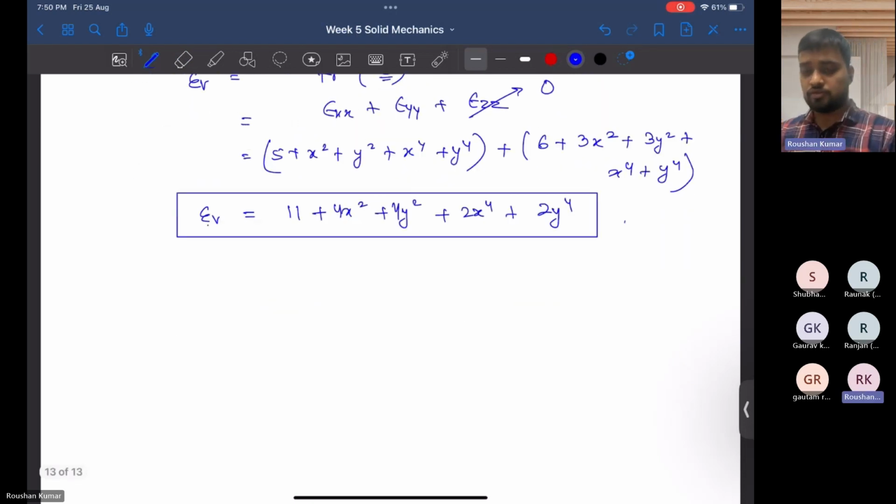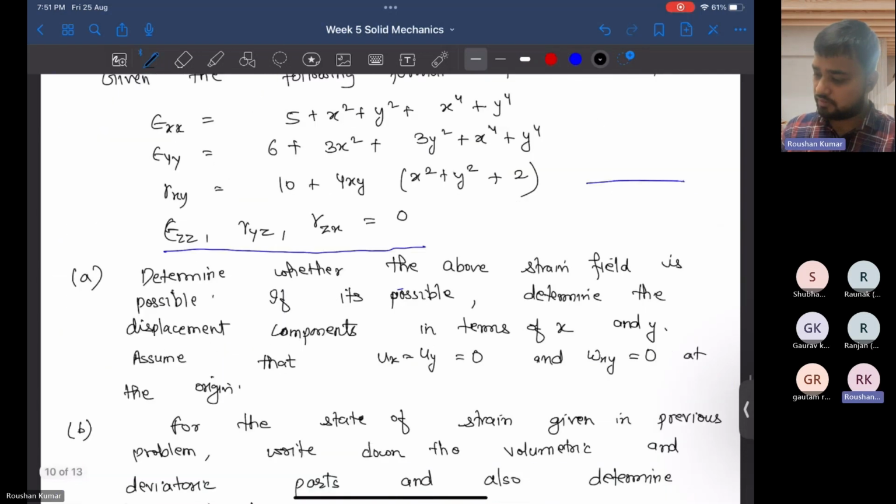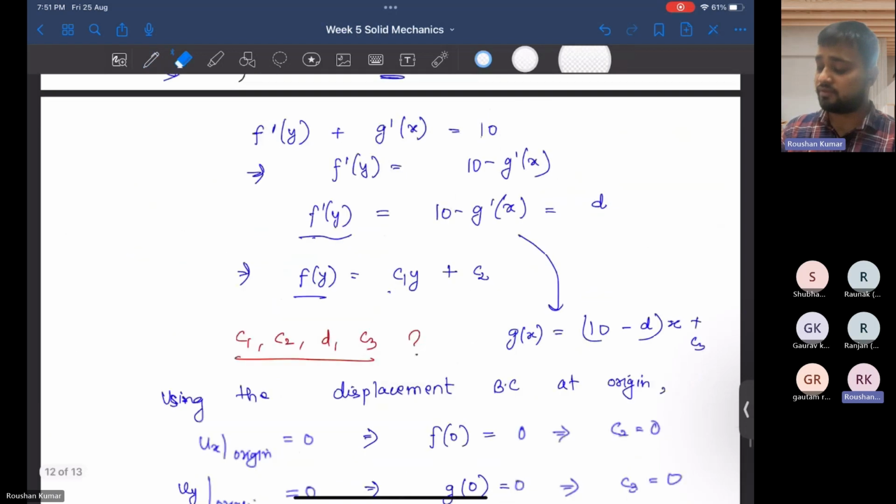Okay, so this is all about question number 6. Now move on to the next question. The upcoming question is based on the theoretical part. This is problem number 7.